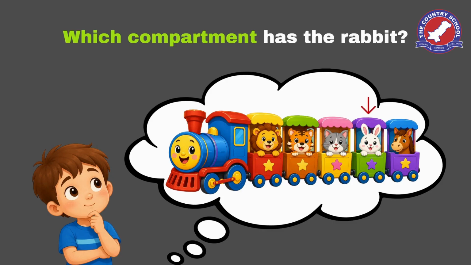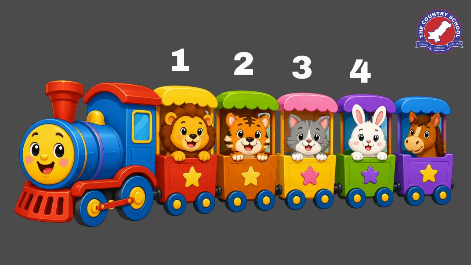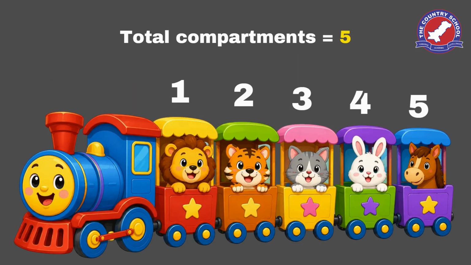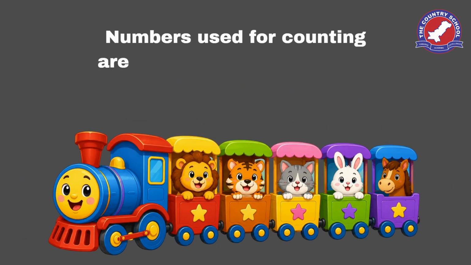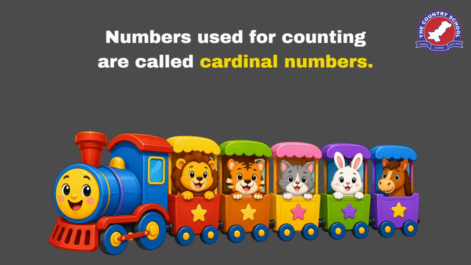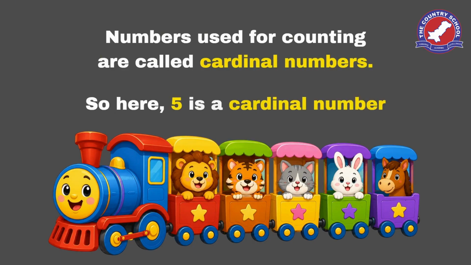First, let's count the compartments. 1, 2, 3, 4, 5. So there are 5 compartments in total. This number tells us how many compartments there are. The numbers used for counting are called cardinal numbers. So here, 5 is a cardinal number.